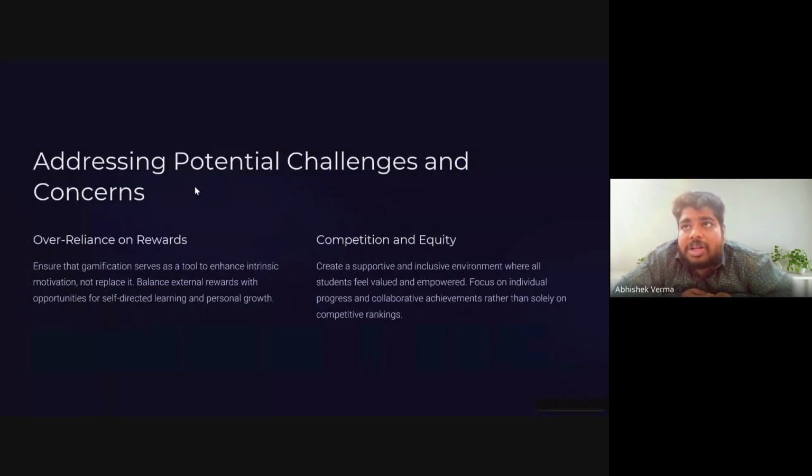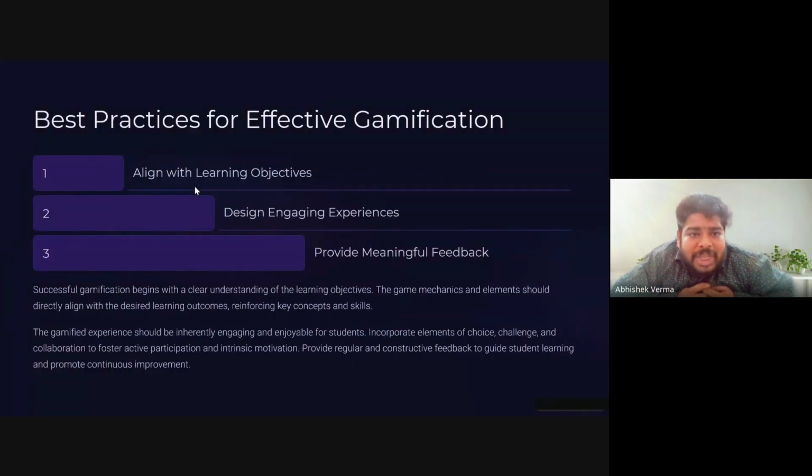But if you are a good teacher, you go to that student and highly motivate that student to complete that task, or you give more extra points to complete that task. Best practices for effective gamification: align with the learning objective. First of all, if we are using any game, we need a valid purpose. We need a valid point for why we use that game for that type of learning objective, how we use it, and what the class needs.